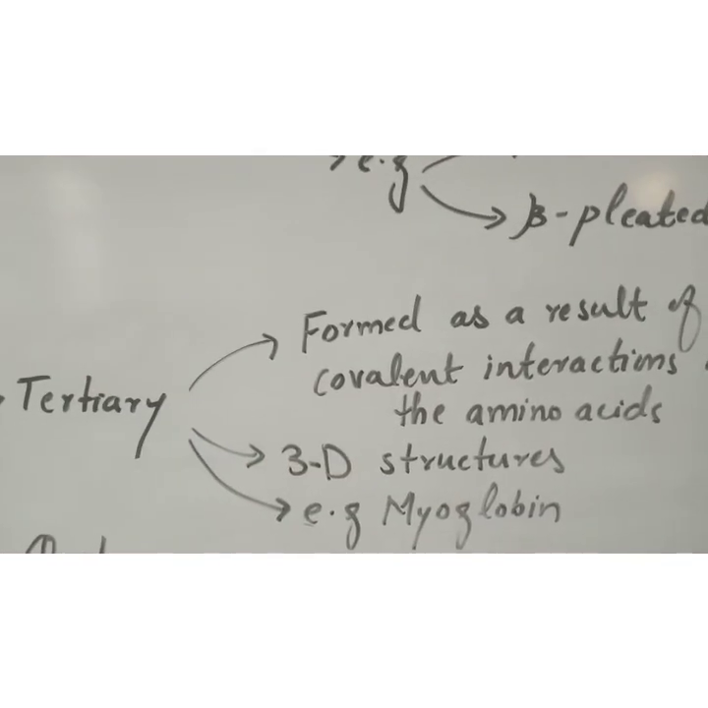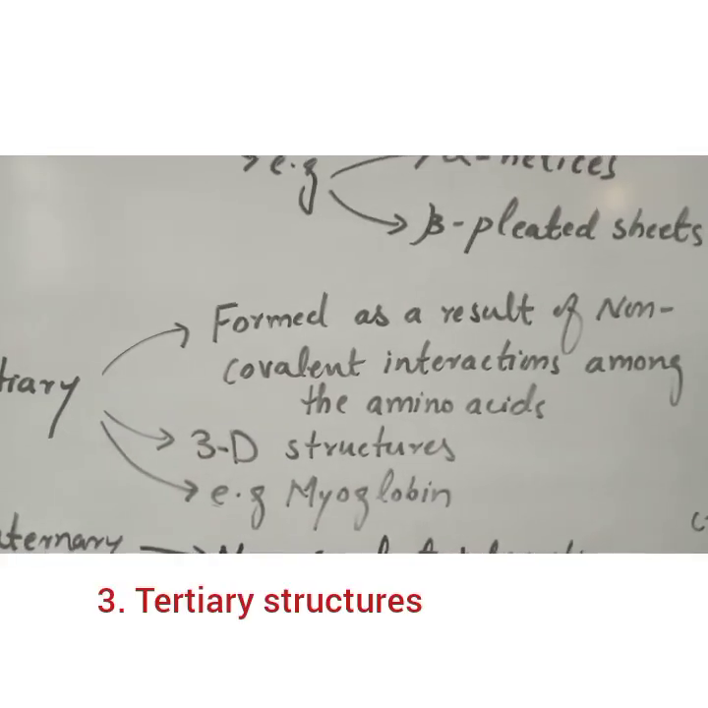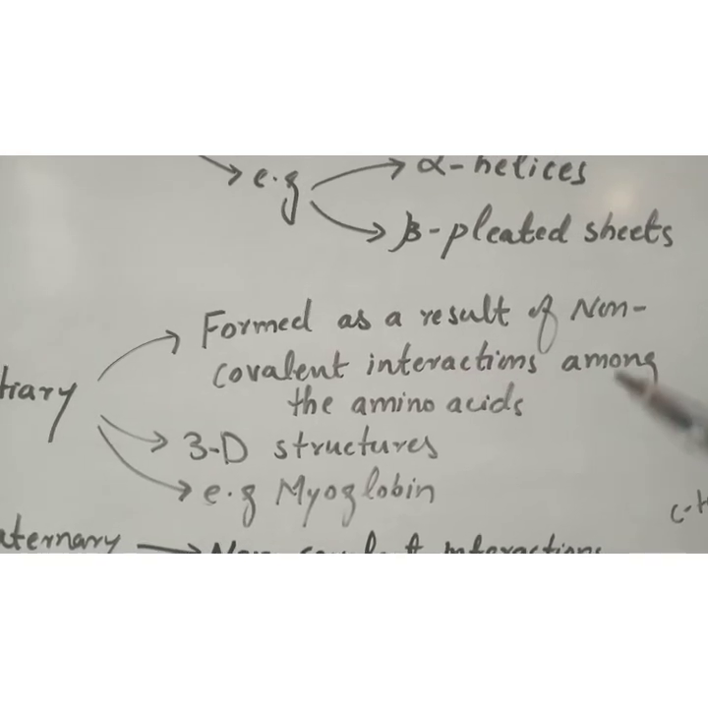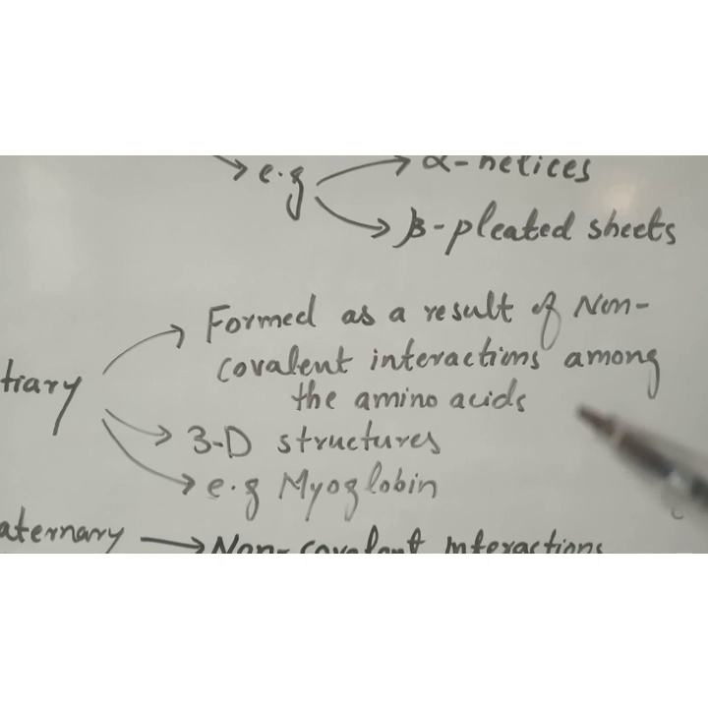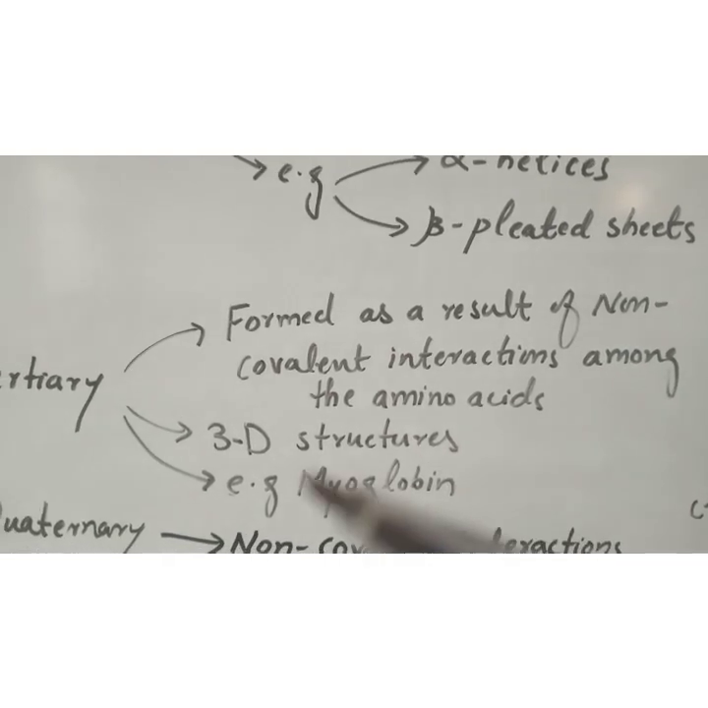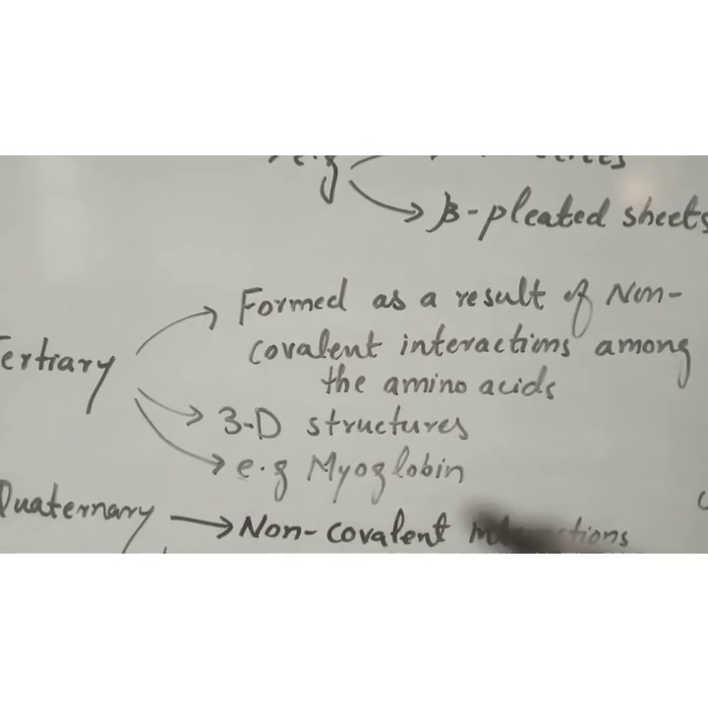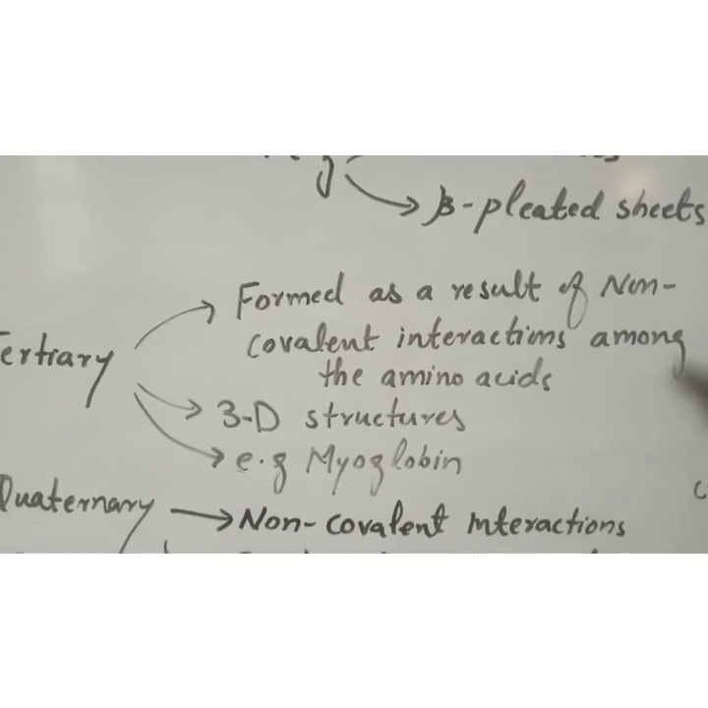Third, tertiary structures. These are formed as a result of non-covalent interactions among the amino acids, and they form 3-dimensional structures. For example, myoglobin.